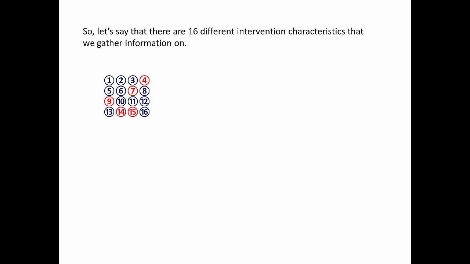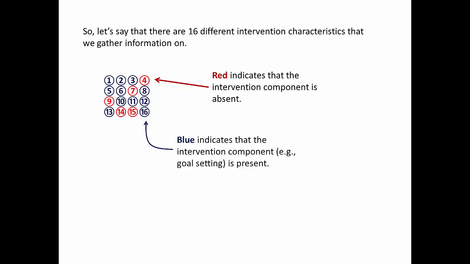And so here you see I've just got this little grid, and each one of those circles with a number in it corresponds to some component. Like for instance, motivational interviewing, including a calorie deficit, our aerobics program. And let's say that the red circles indicate an intervention component is absent. So in this particular study, whatever the intervention component, 4, 7, 9, 14, 15, those are all missing. But the blue indicate that the intervention component, for instance, like say goal setting or something, is present.